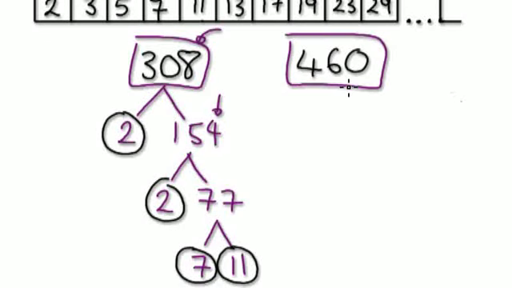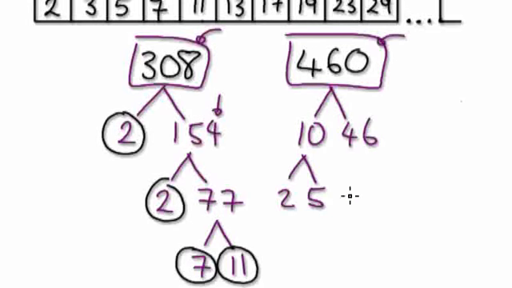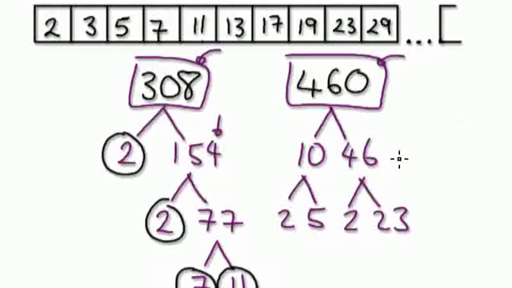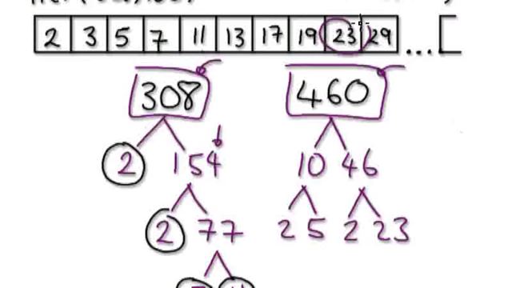Now jump to this. This is an even number. We could use 2, but I'm going to use 10. 10's better. So visualize 460 as 10 times 46. Break up the 10 as a 2 times a 5. Break up the 46. Well, 46 is an even number, so break it up as a 2 and then 23. And I think 23 is a prime number. So all these are your prime numbers here.